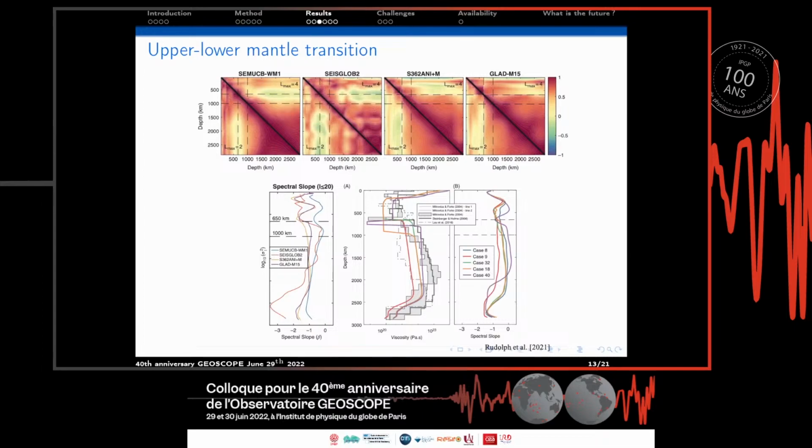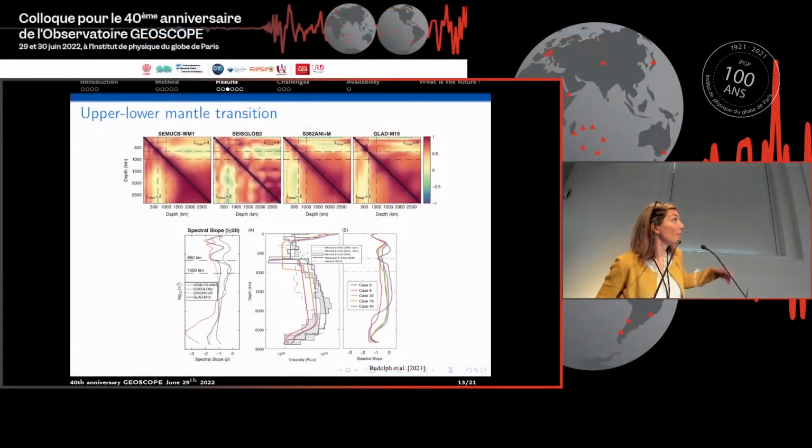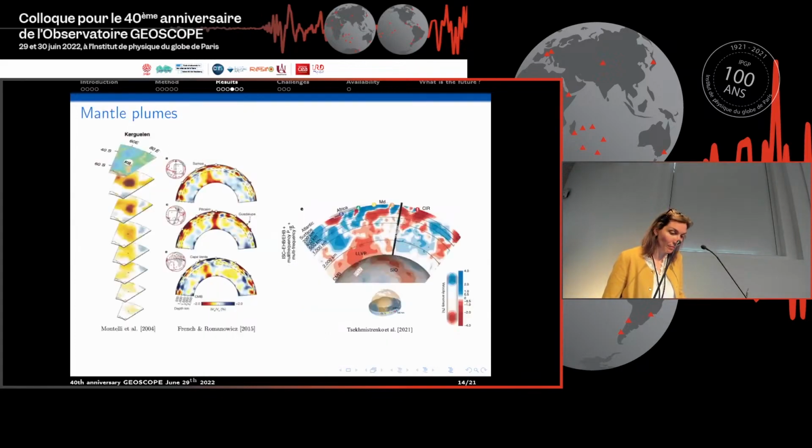But this has been reported, and geodynamics is trying to explain this, and now there is the assumption that it could be due to a decrease of viscosity in this depth range, around 1,000 kilometer depth, which could maybe explain a bit this observation. This is also more well known.